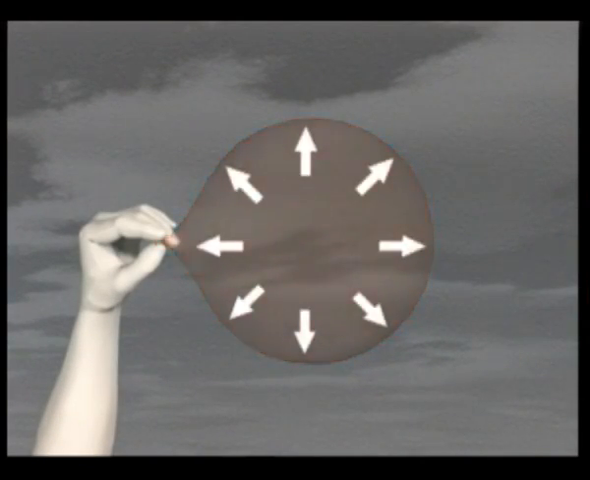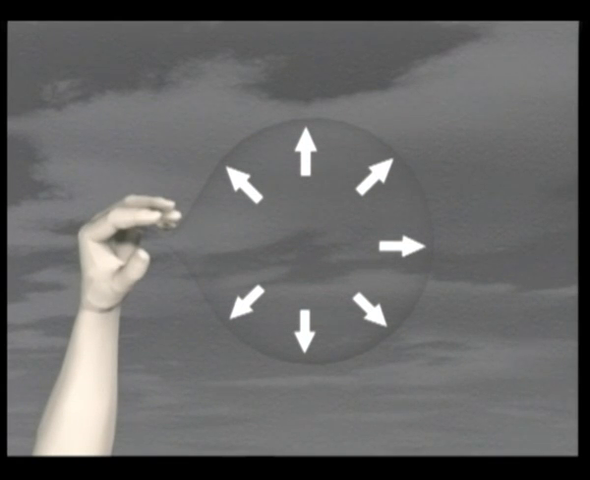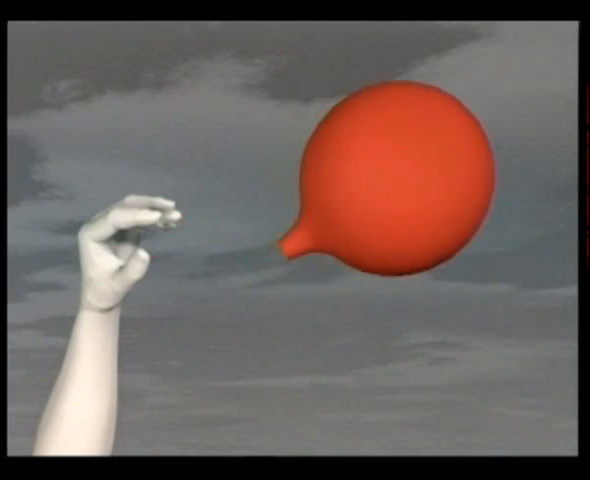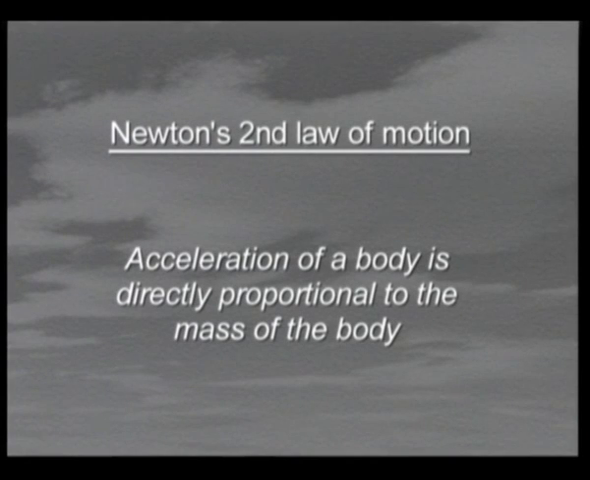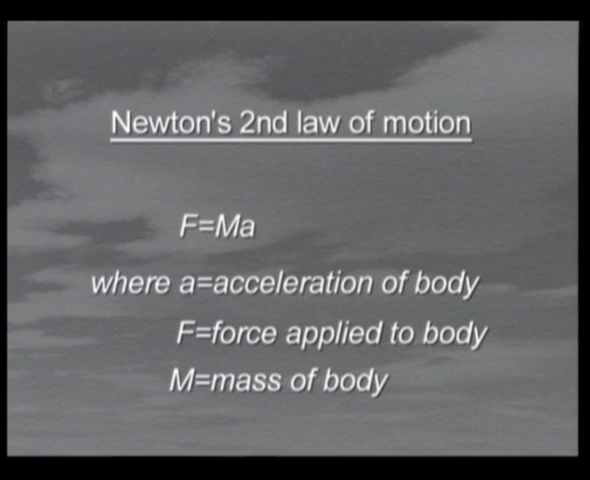It's not the escaping air that moves the balloon forward, but the pressure imbalance within the balloon that makes it move in the direction away from the stem. And by applying Newton's second law of motion, we can calculate that reaction force. Acceleration of a body is directly proportional to the mass of the body, or F equals ma. In jet engine calculations, the body referred to is the expelled gas. Acceleration is the change of velocity in 1 second, and mass is the mass flow in 1 second.